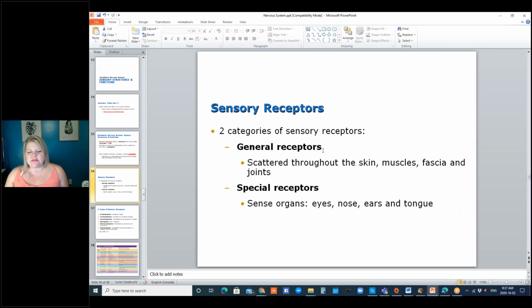There's two categories of sensory receptors, general receptors and special receptors. For massage therapists, it's really important to focus on the general receptors. That's what you can influence, although having an awareness of these special receptors is also part of your curriculum. So we're going to touch on that, and it also helps to enhance your understanding of how the nervous system actually works.